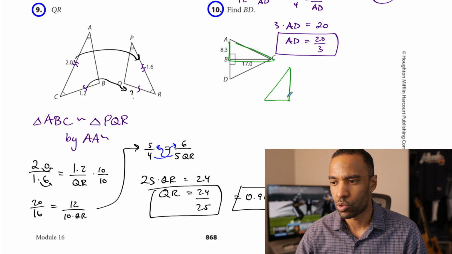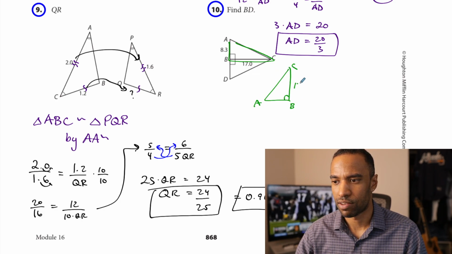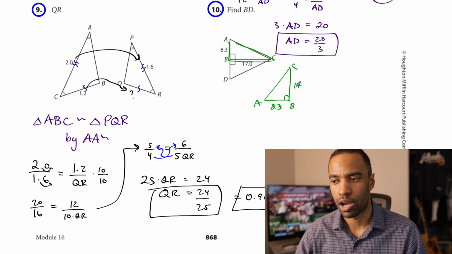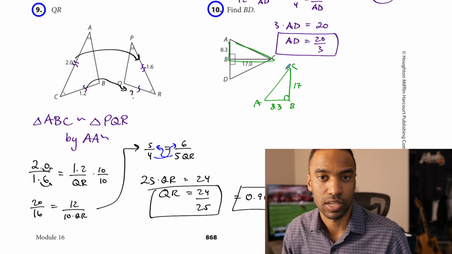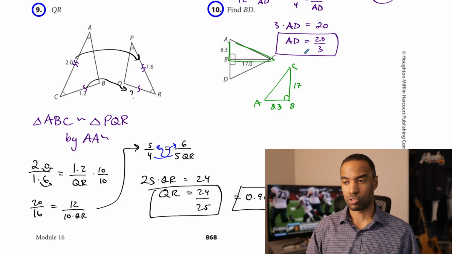So if I redraw it, I'm going to draw it kind of tall. So A, B, C, here's that 17, and then this is 8.3, and then there's a right angle. I could even use the Pythagorean theorem to find that side. That might be important if we do some sort of side-angle-side test.